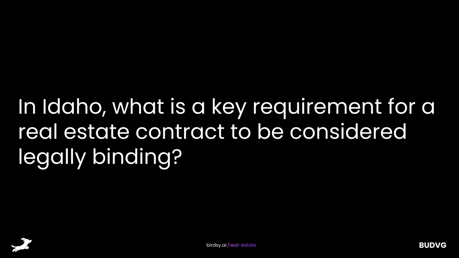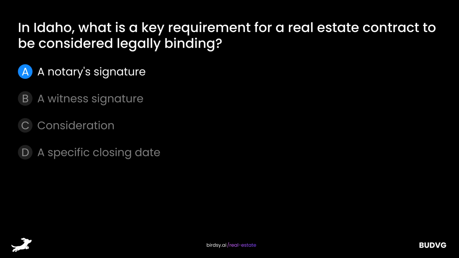In Idaho, what is a key requirement for a real estate contract to be considered legally binding? Is it A, a notary's signature, B, a witness signature, C, consideration, or D, a specific closing date? The answer is C, consideration.